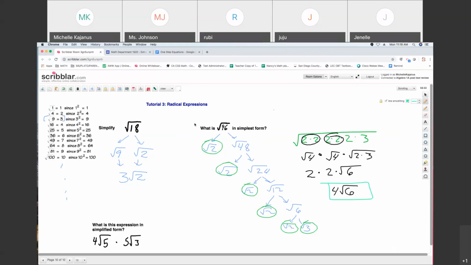The tutorial has a lot of practice problems like this, so make sure that you go back and check those. Or if you did the guided notes, take a look at those and make sure that you understand the steps on how they did it.